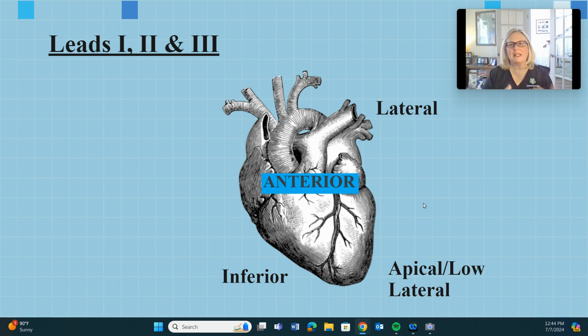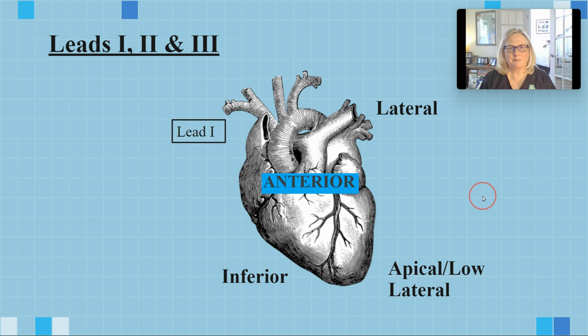So let's think about those leads we learned the other day. There were 6 of them, the first 6: 1, 2, 3, AVR, AVL, and AVF. Let's figure out where they go and what they mean. And we know what they mean, but let's see what the regions of the heart are that they match up with. All right, so let's start with lead 1. Lead 1, as we know, goes from the right arm to the left arm. So that goes directly across the top of the heart. So it's going to be considered lateral.